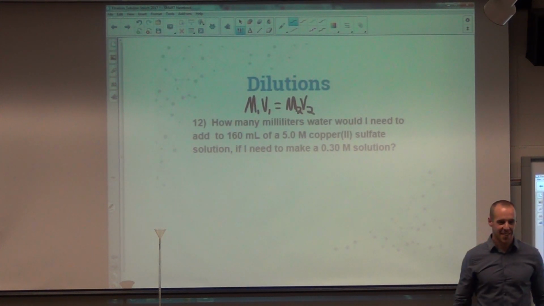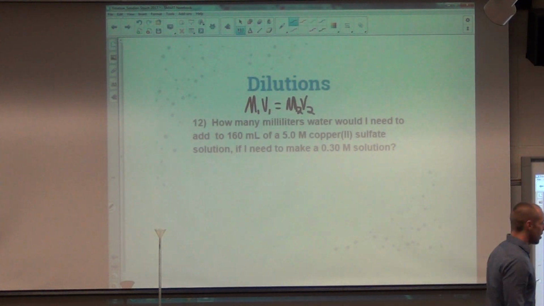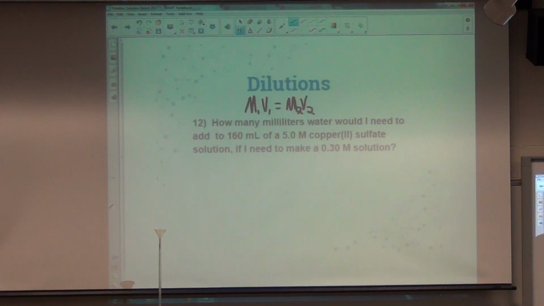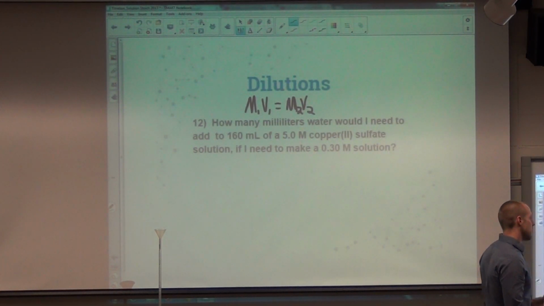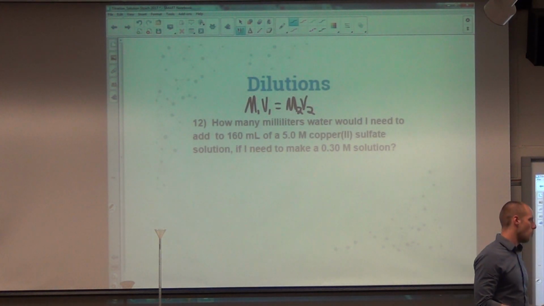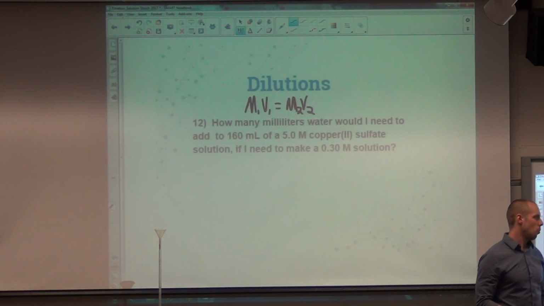M1 V1 equals M2 V2. So that's our initial concentration times our volume equals our final concentration times our volume. So the problem says, how many milliliters of water would I need to add to 160 milliliters of 5.0 molar copper sulfate solution if I want to make a 0.30 molar solution?